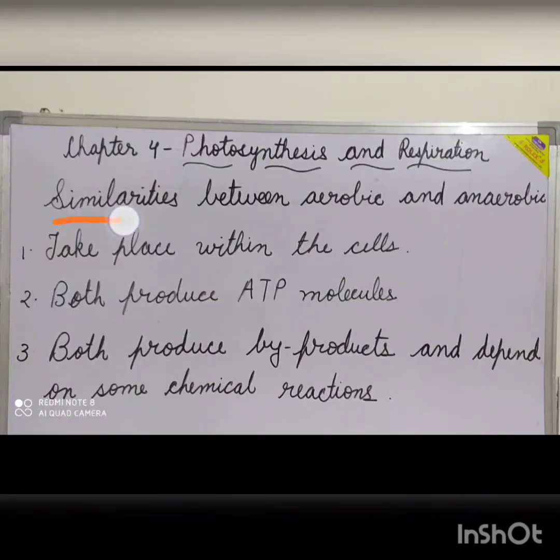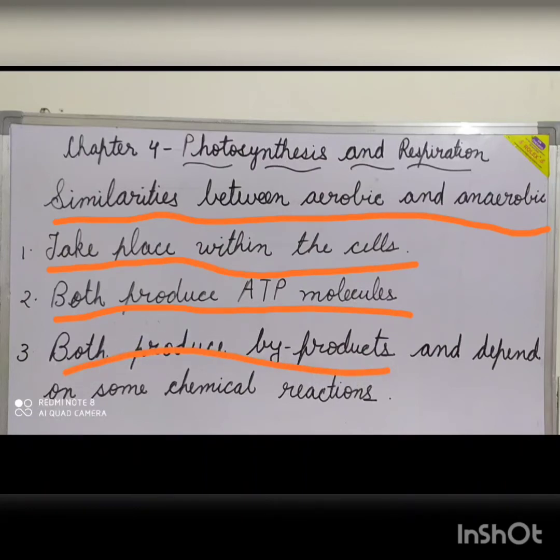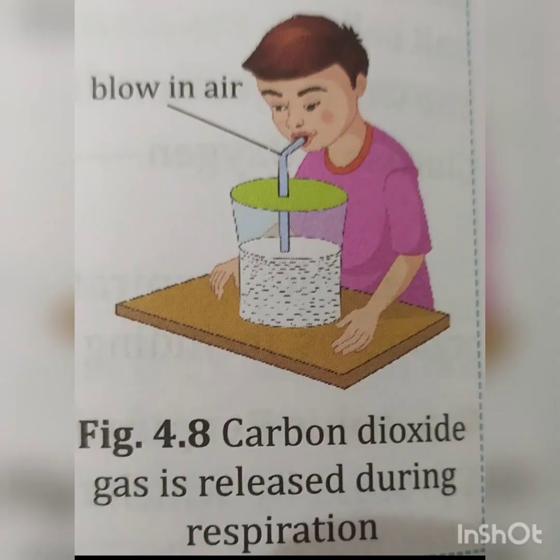Similarities between aerobic and anaerobic respirations. Both the processes take place within the cells. Both produce ATP molecules and both produce byproducts and depend on some chemical reactions. We'll do an activity to show that carbon dioxide gas is released during the respiration.